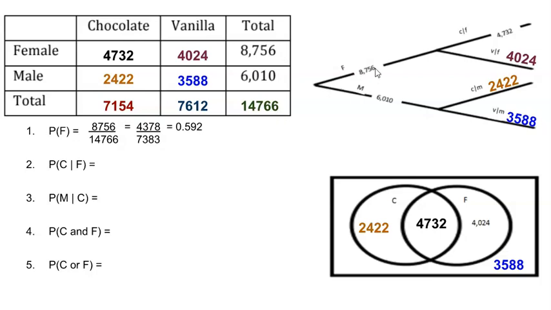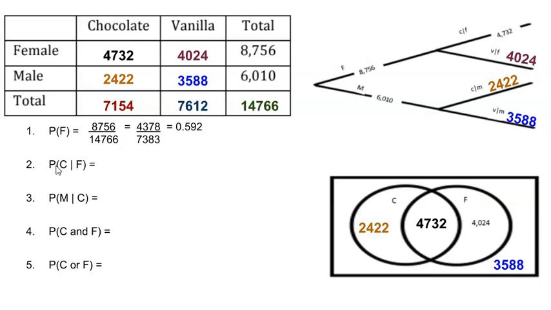From the tree diagram, you can quickly see how many females responded to the survey, but you would have to add the females plus the males to get that denominator right here. Now with the Venn diagram, to find this probability, you would have to add the two sections for females to get this 8,756, and then you'd have to add all four values to get your denominator, so that would be a little less convenient to use the Venn diagram representation here.